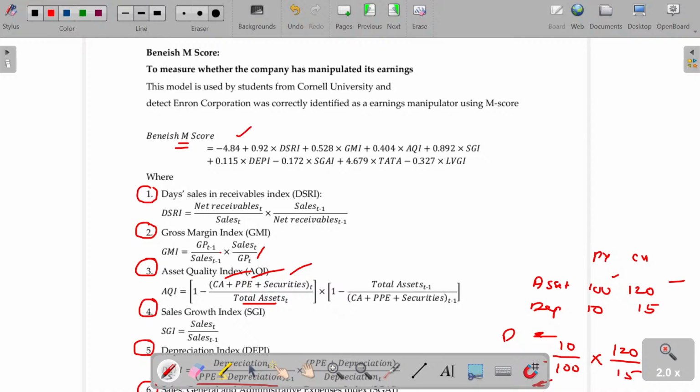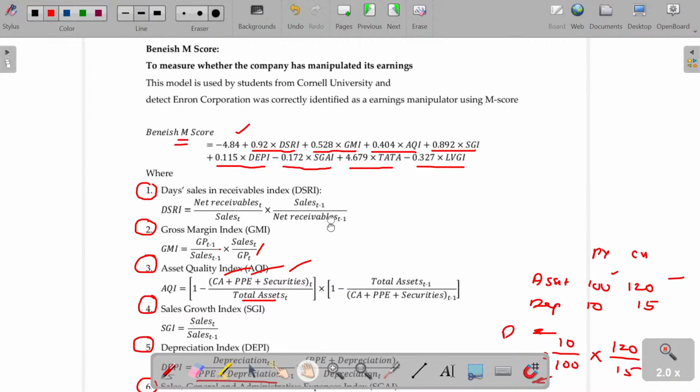So you start with minus 4.84. With that, you have to multiply 0.92 with the DSRI, 0.528 into GMI, and 0.404 into AQI, 0.892 with HGI, and 0.115 with the DEPI, and minus 0.172 into HGAI, and this is how we can calculate all these things.